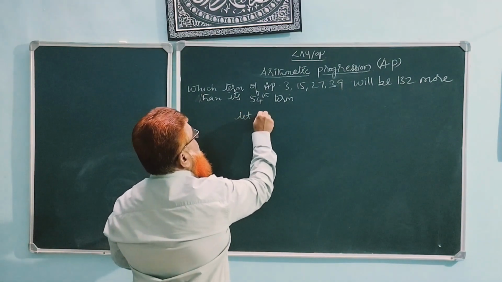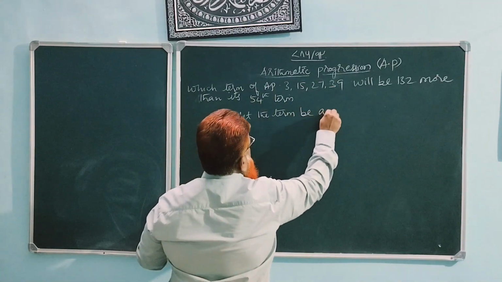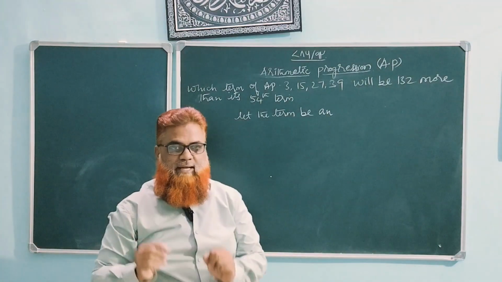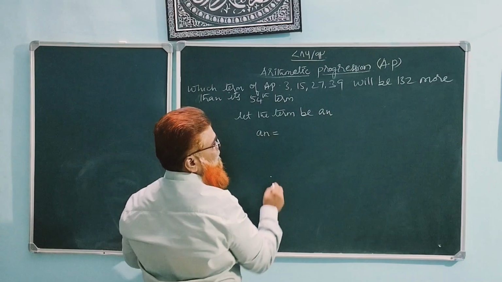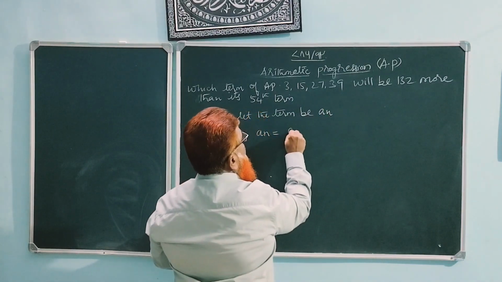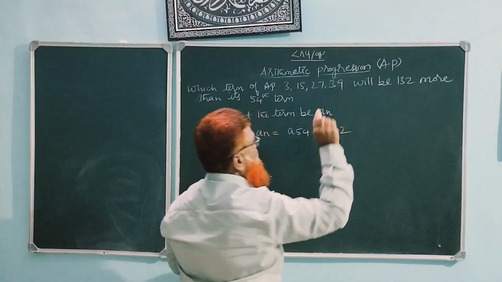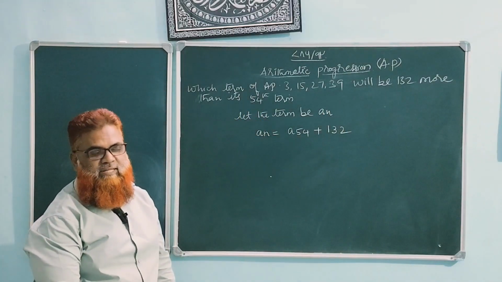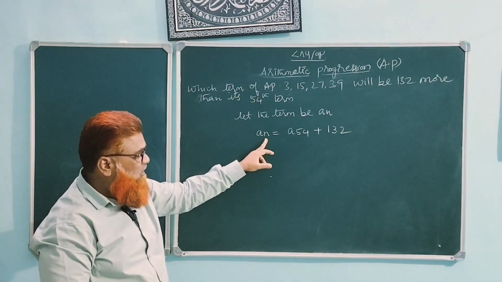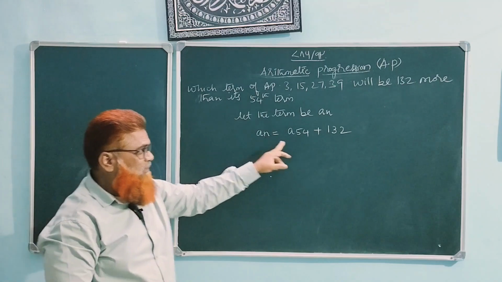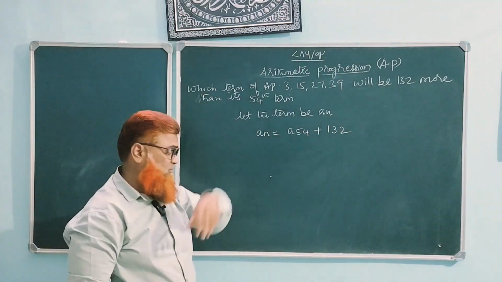Let the term be AN. Assume that. Let the term be AN. AN is equal to what? A54 plus 132. Okay, this is the exact interpretation of this question: which term of an AP will be 132 more than its 54th term?